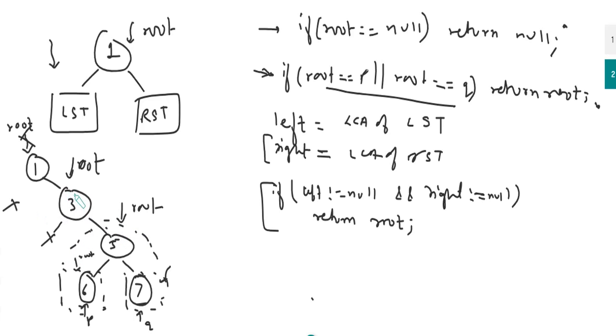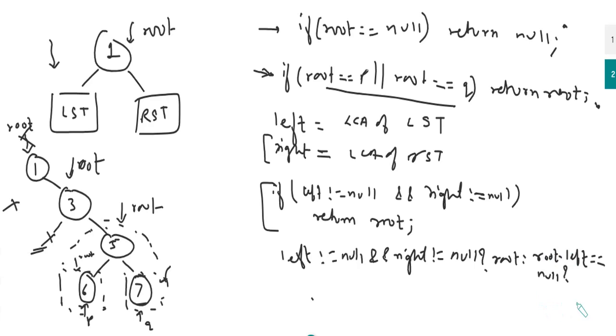Okay, so consider this case: left is null and right is not null. The left subtree is null and the right is not null. That means we are going to return right. That means we can say here, if left is not equal to null in one case and right is not equal to null, we are going to return root. If root dot left is equal to null, then we are going to return right. Otherwise, we are going to return left.